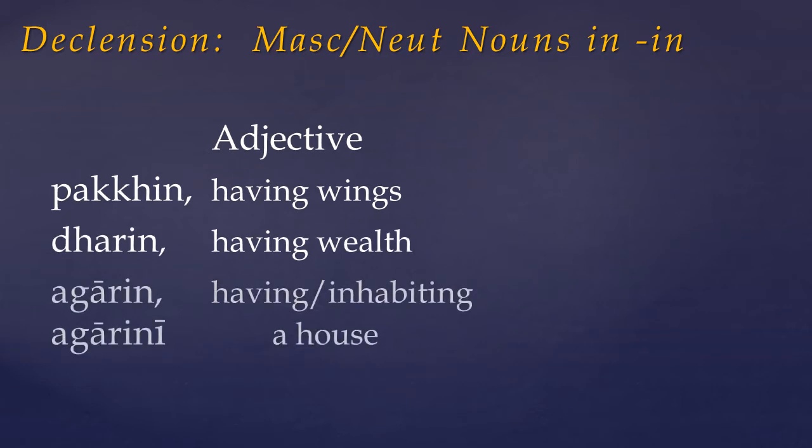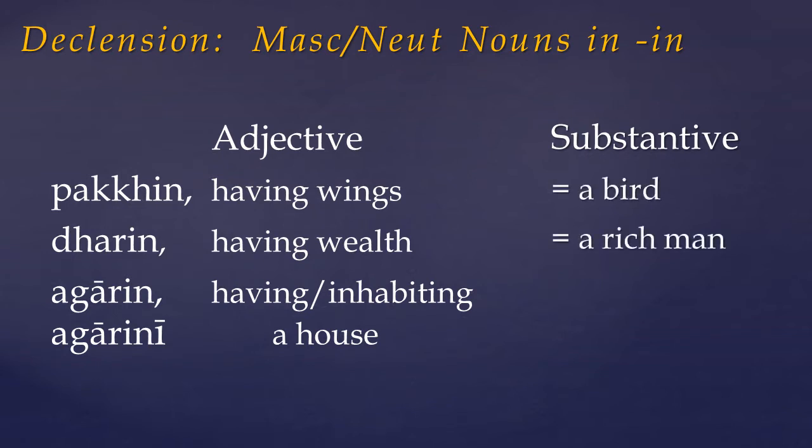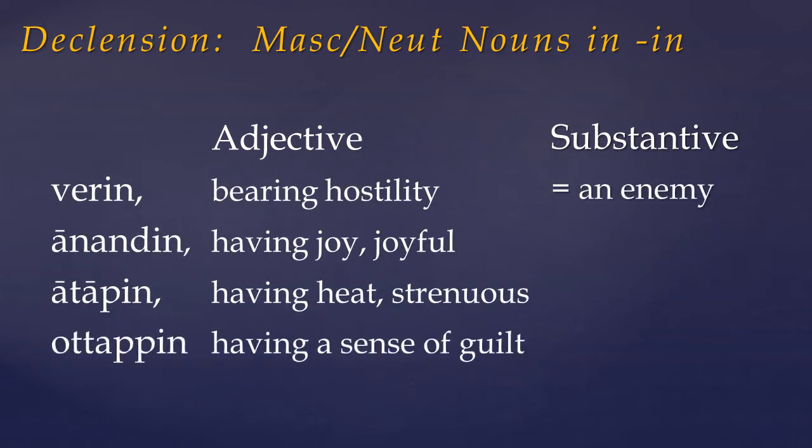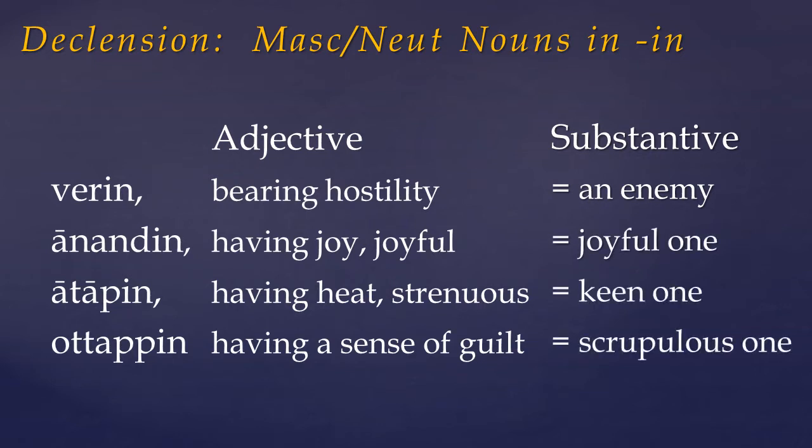And like any adjective in Pali, a possessive adjective can also stand alone as a substantive noun in its own right, in which case it means the one who possesses such a quality. So, pakkhin literally is to have wings, but more usually means a bird. And this ending is often found with emotional terms. So, verin means to bear hostility, or an enemy.